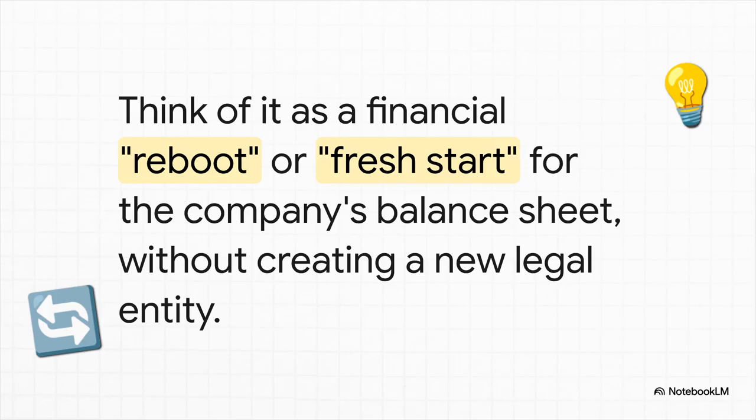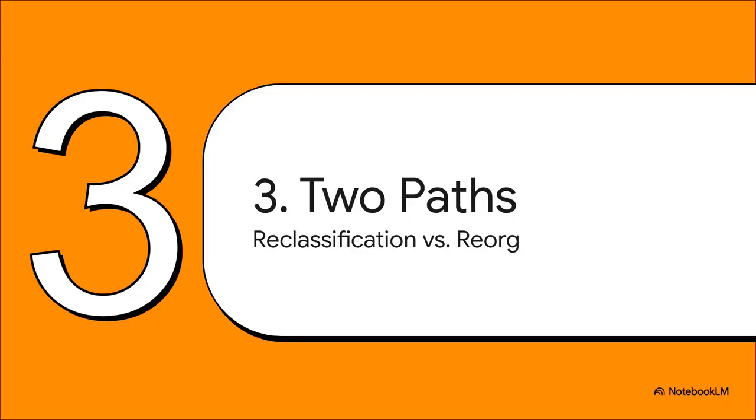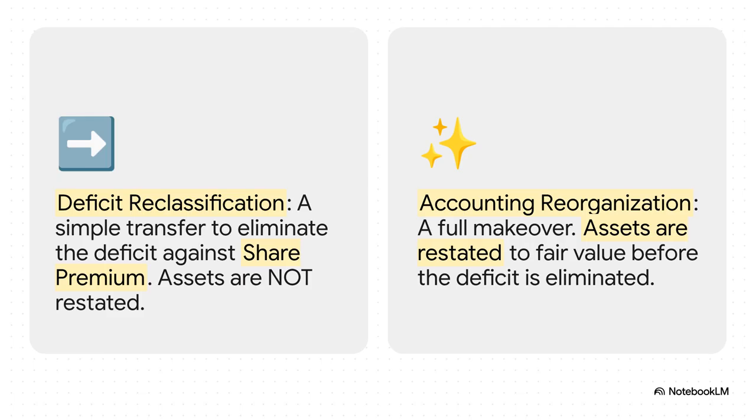Here's a great study hack for you. Just think of a quasi-reorganization as an accounting reboot. It's like when your laptop gets slow and buggy and you just turn it off and on again. It gives the company a fresh start, resetting its retained earnings to zero so it can start accumulating profits and, yes, finally pay out dividends again. So how does a company actually pull this off? Well, there are two main roads they can take, and for your exam, knowing the difference between these two is absolutely crucial.